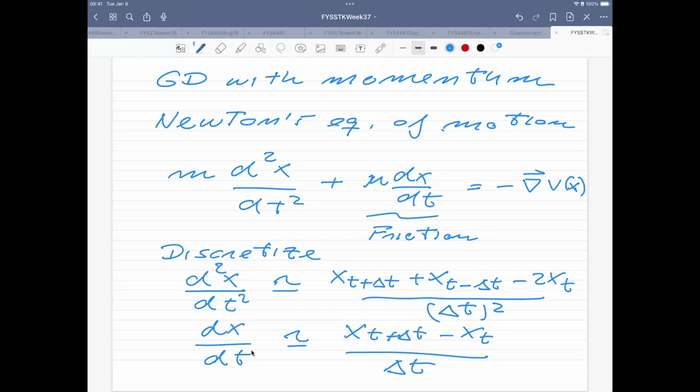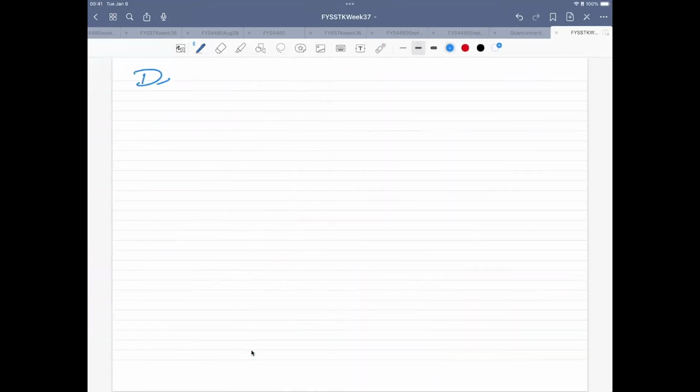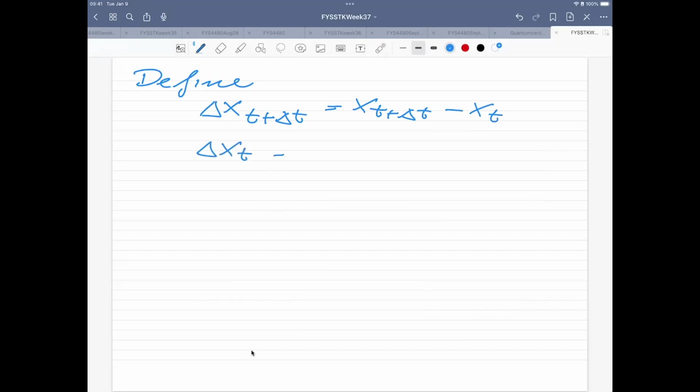So what I'm going to do now is bring together this term here with one of these, and this term with one of these, so I can rewrite these terms. I'm simply going to define delta x of t plus delta t, which is now given by x of t plus delta t minus x of t. And then I have my delta x of t, which is simply x of t minus x of t minus delta t.